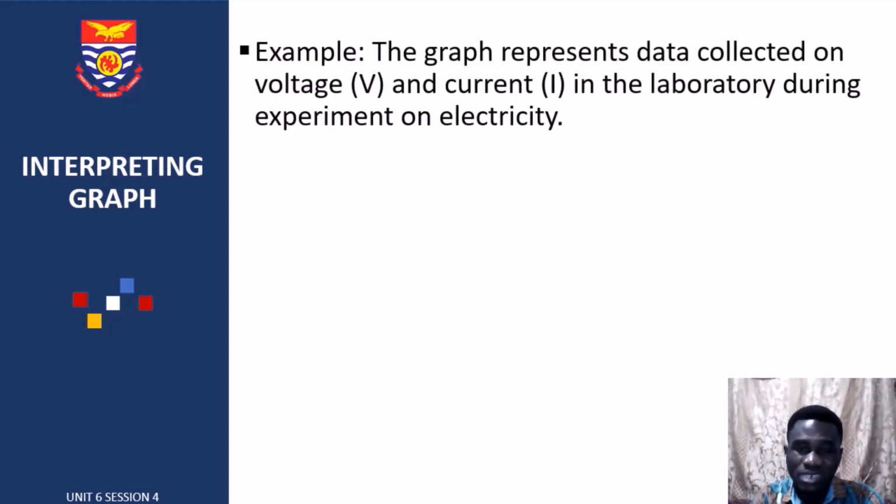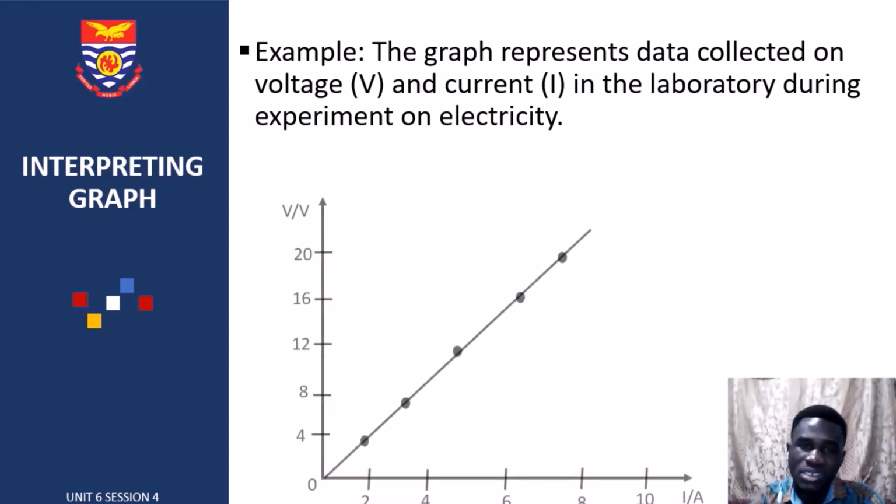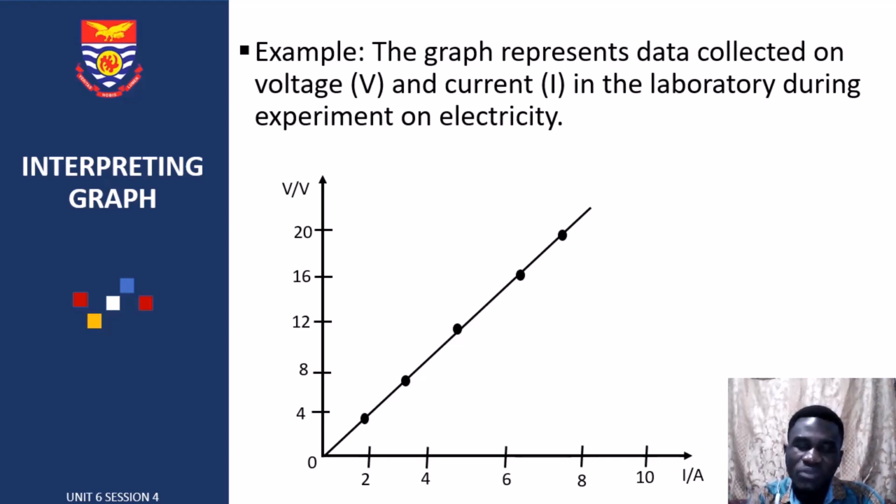So let's now interpret the data. Let's consider this example. The graph below represents data collected on voltage V and current I in the laboratory during an experiment on electricity. We can ask the students questions like, from the data in the graph, what conclusion can you draw about the relationship between the voltage and the current? What is the current I when the voltage V is 6 volts? What is the voltage V when the current is 7 amperes? The student can look at this graph and interpret it and provide us with a whole lot of information.